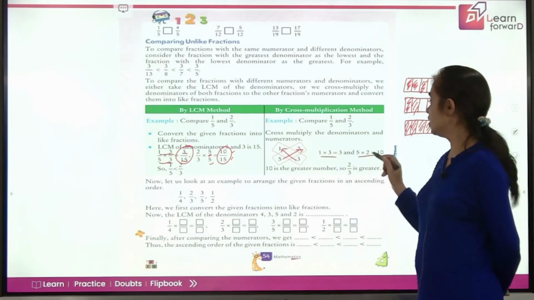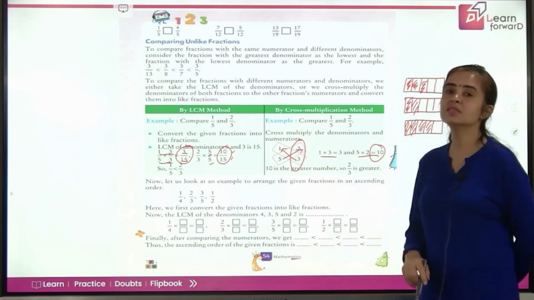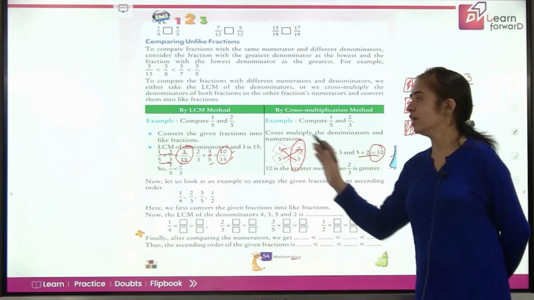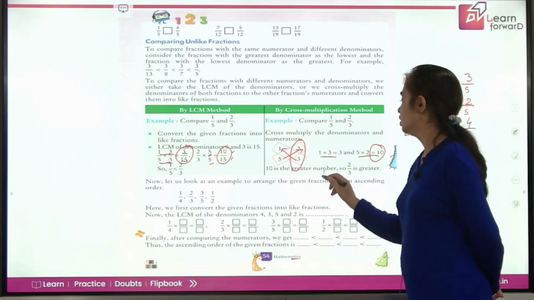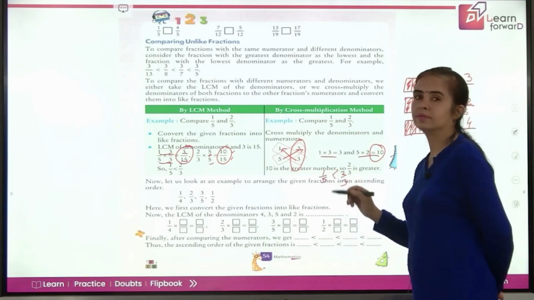Which one is bigger? 10 is bigger. That means your fraction 2 by 3 is bigger. So you get 2 by 3 is greater than 1 by 5. That is the same answer we have got here. 1 by 5 is smaller than 2 by 3, right?